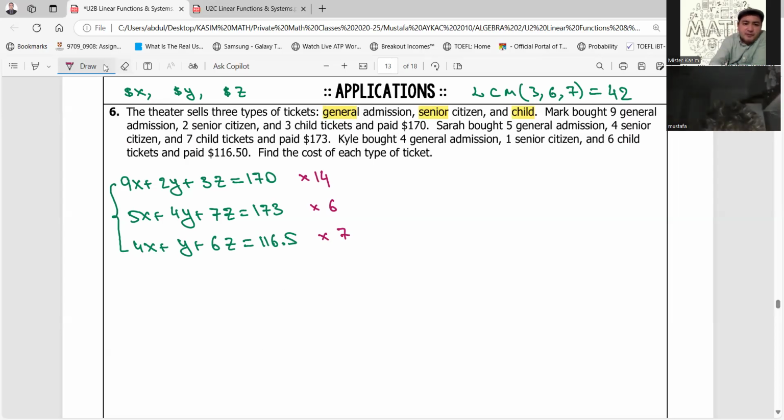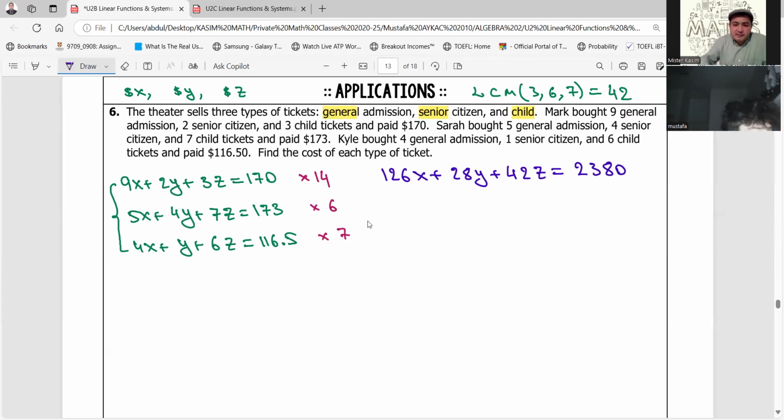Okay, Mustafa, multiply and tell me. What is 9 times 14? 9 times 10 is 90 plus 36, 126, right? 126x. And these are small numbers. 14 times 2, 28. 28y. 3 times 14, and it is 42z. And 14 times 170, 2,380. Okay, we are done with this part.